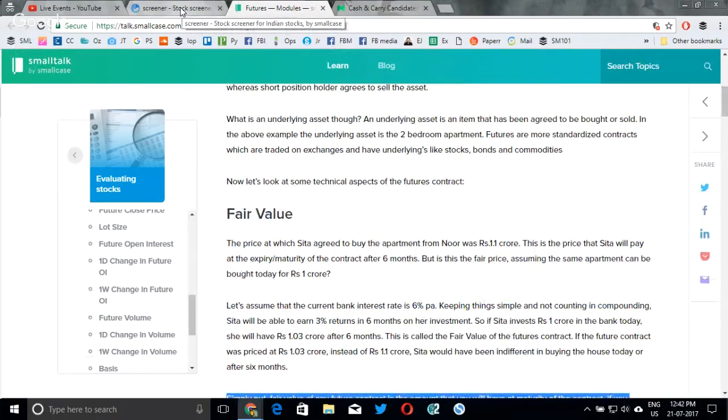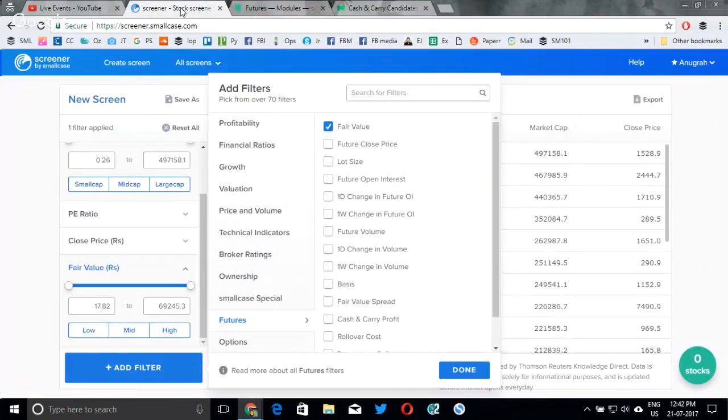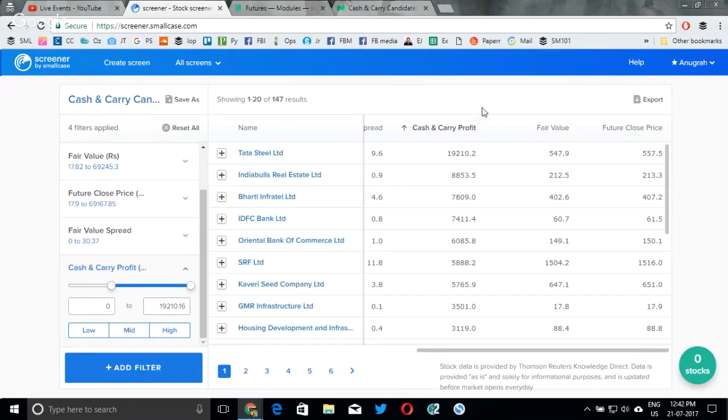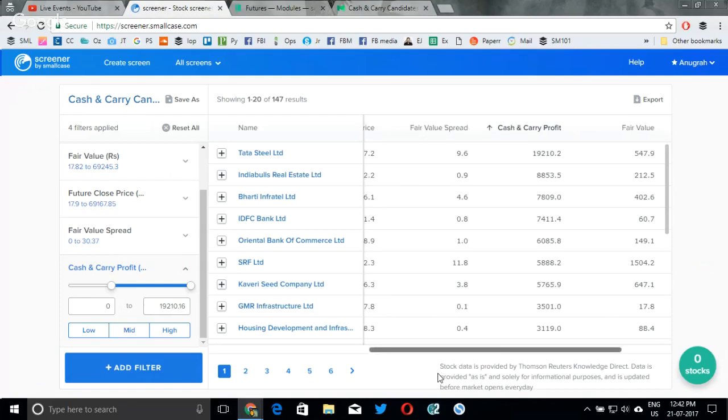Now let's move back to Screener and check out the screen which we wanted to discuss. I go to all screens, I go to the FNO screens section and click on cash and carry candidates. Now here I see that I have cash and carry profit, I have fair value, I have fair value spread. So there are a few more terms which we need to understand before we'll be able to make some sense of what is happening in this screen.